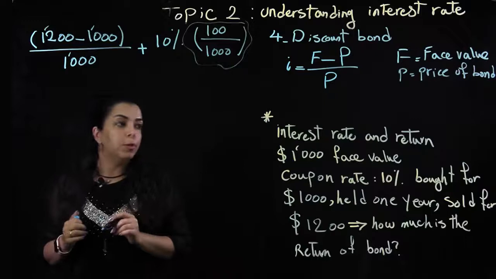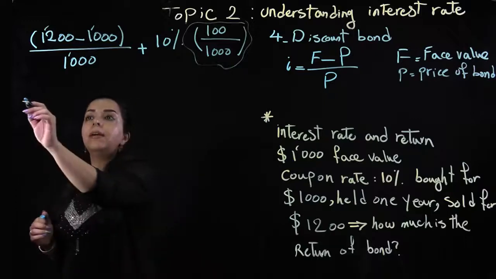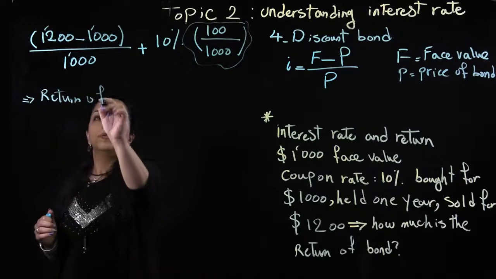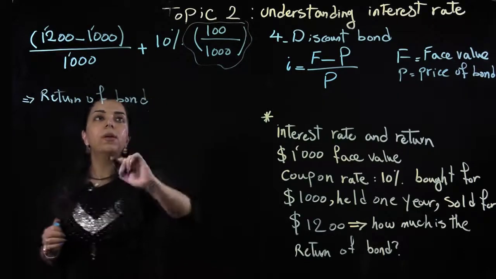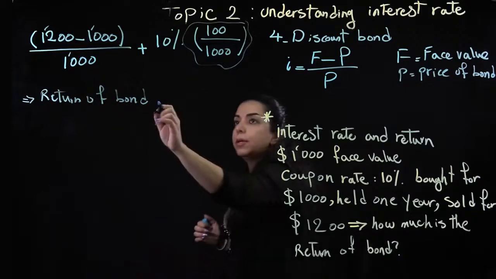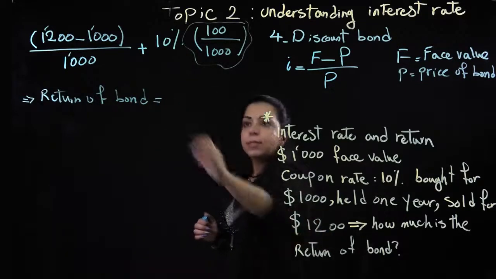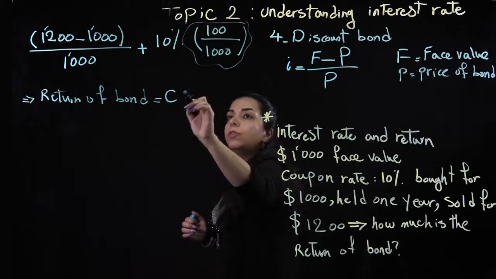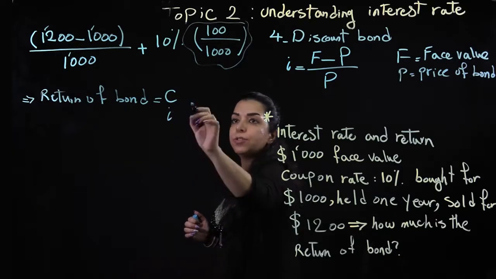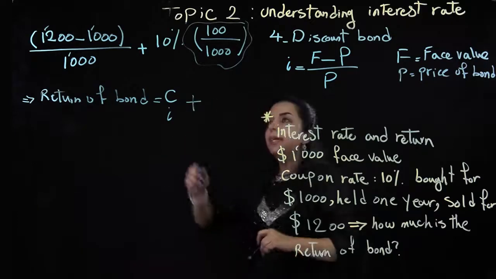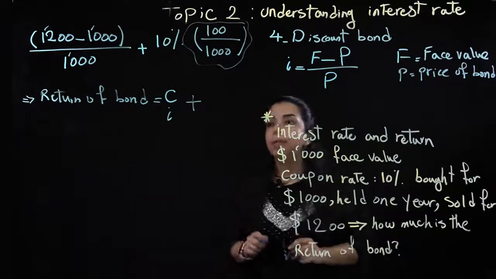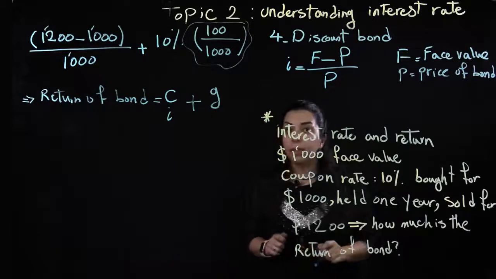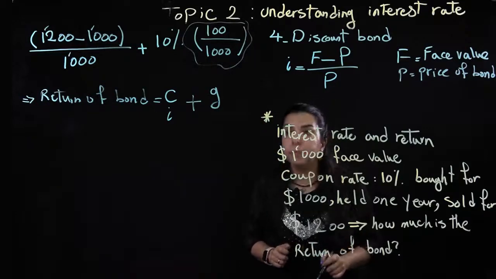So in other words, I can say that the return of the bond is comprising of two components. The first component, of course, is the coupon rate. For example, I show it with C, or you can show it with I as well, interest rate, plus the gain of the capital. So it means that I show it with G. This is capital gain, or it can be capital loss as well.